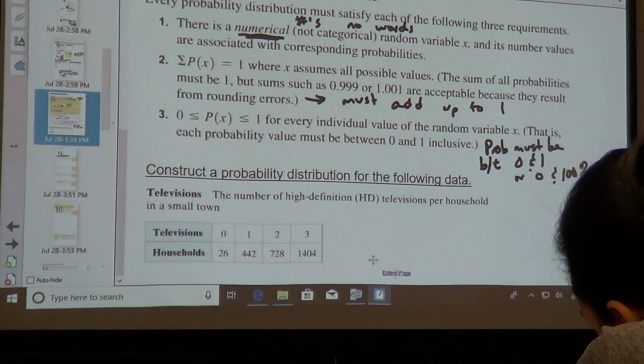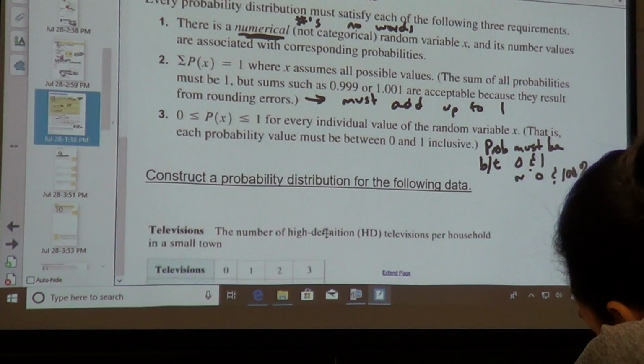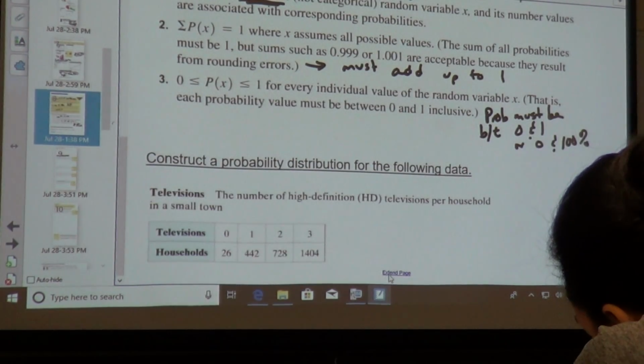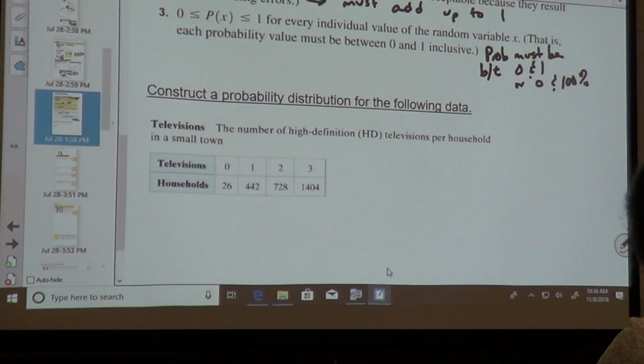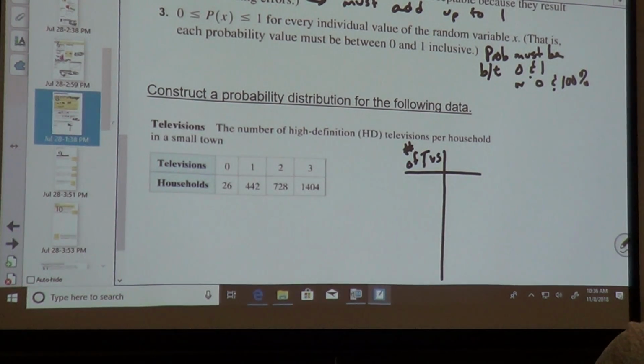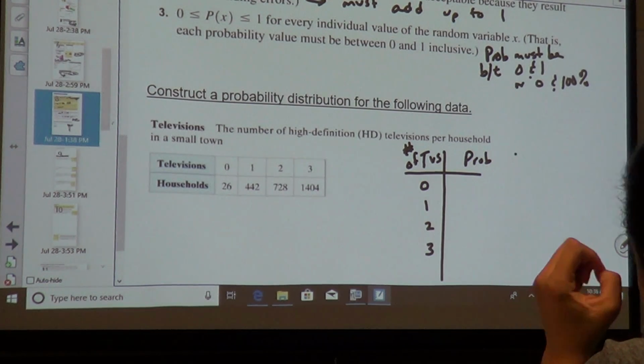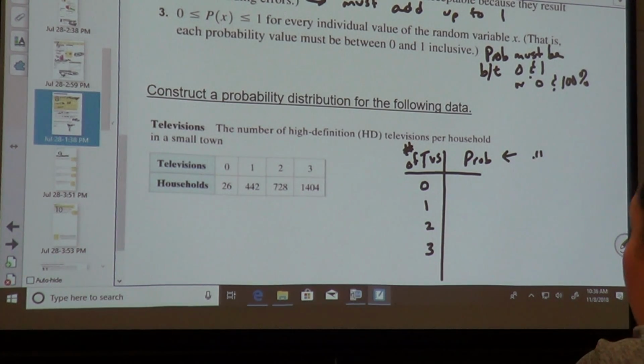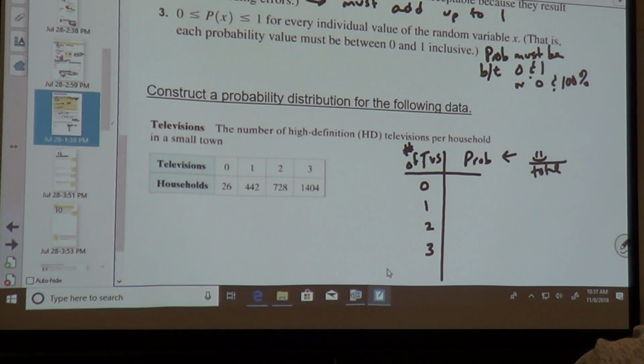So this one says construct a probability distribution, and like I said, it's a whole lot easier than what it looks like. So if I was doing a probability distribution, I would have the number of TVs, which would be 0 TVs, 1 TV, 2 TVs, 3 TVs. So 26 people had 0 TVs in the house. So I want to know what is the probability of getting. Well, what does probability mean? Happy over total. So how many people had 0 TVs? 26. I just got to figure out how many total people there were.